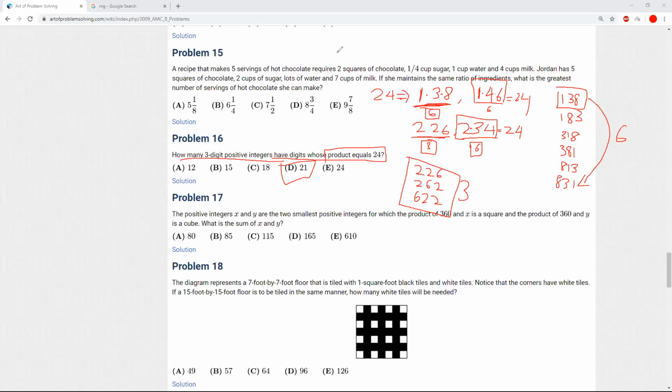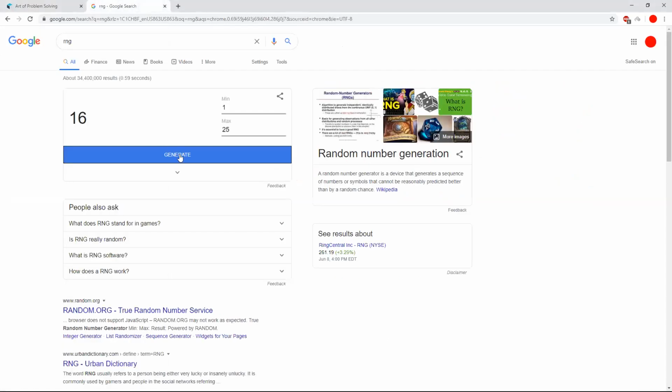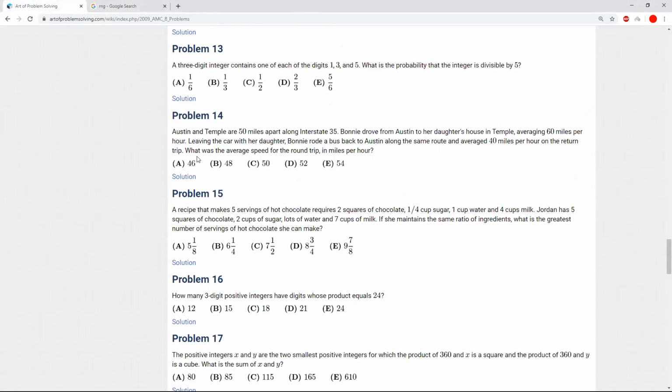Okay, so I think we have time for like 1 or 2 more, depending on which numbers I roll. Oh, okay, so maybe 2 more because I got 3.